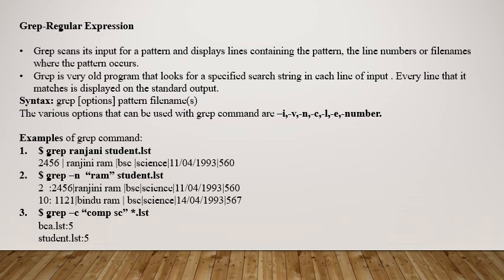Then the remaining are considered as file names. So grep and options, that is the first argument, and it is called the search pattern. When the given pattern is not found in the file, grep does not display any messages but simply returns to the command prompt.